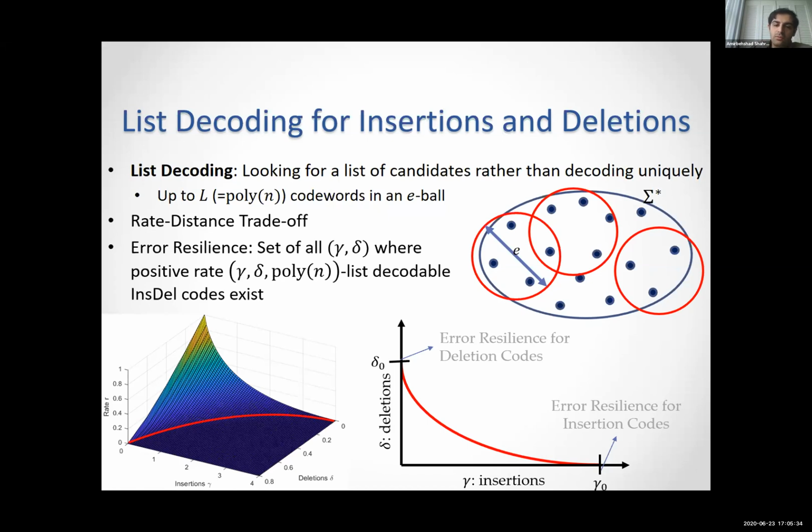And so what this work is trying to find is how that red curve on the floor looks. And just to give you a sense of what this means, when this curve hits the x-axis, the axis for insertions, that quantity would be the largest fraction of insertions that you can correct from. So that's the error resilience for insertion-only codes.